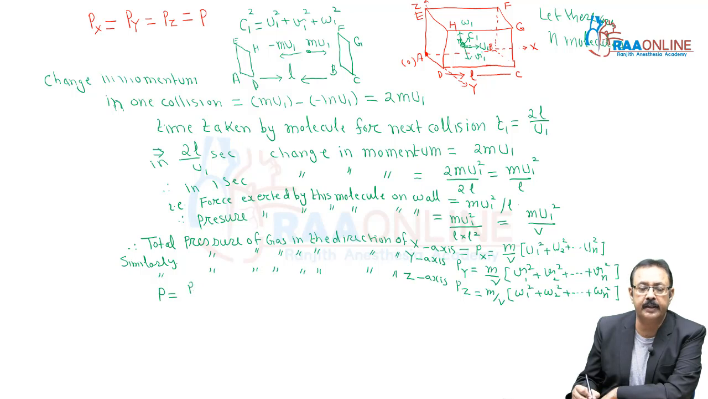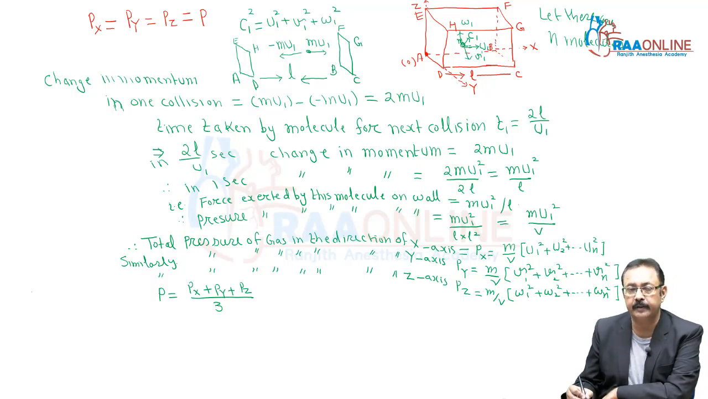Px, Py, Pz are all pressure of gas, meaning all are P. If we add all three and divide by 3, we will get P, because it is P, it is P, it is P. So 3P by 3 means it should be P. M by V, take them common. What are you going to get?